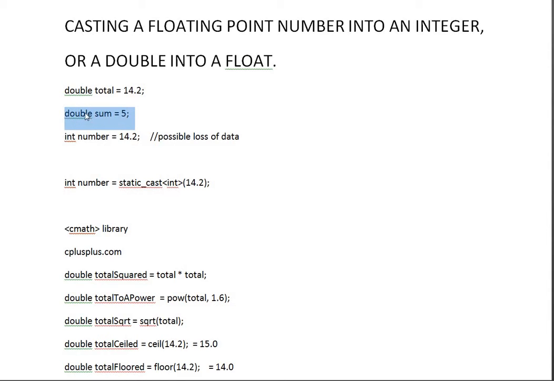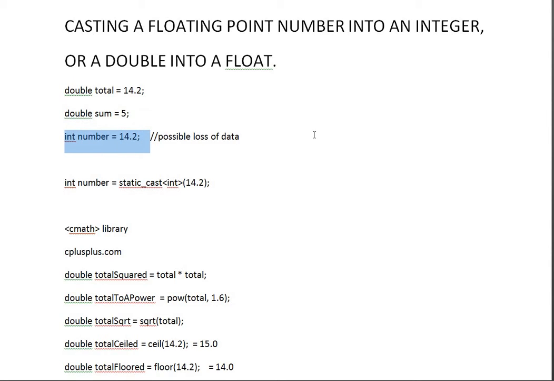If I write double sum equals 5, well, that actually works just fine too, because the compiler reads the 5 as an integer, and an integer is much smaller than a double, so that I can assign it into a double without a problem.